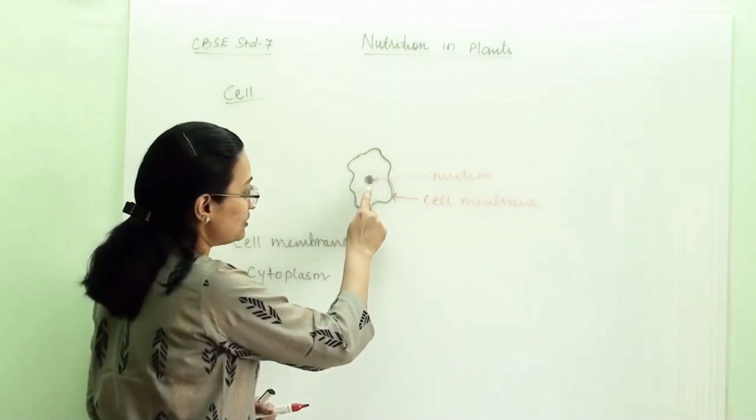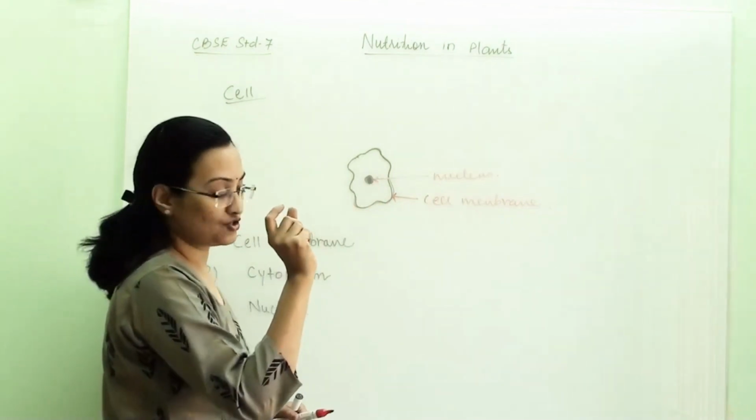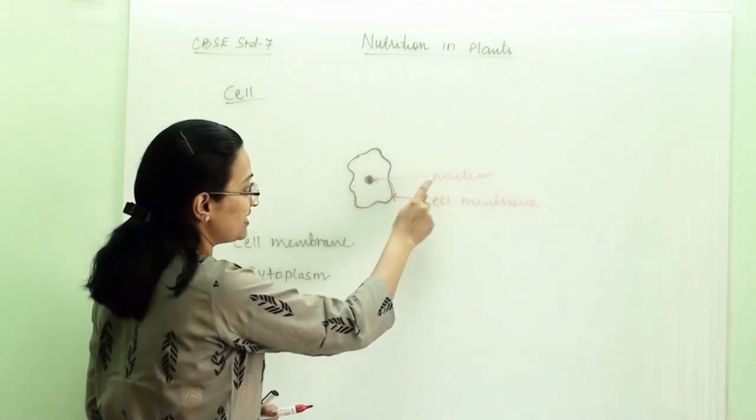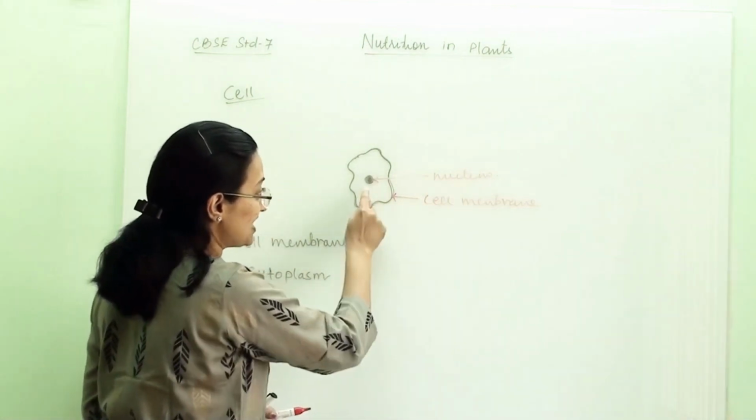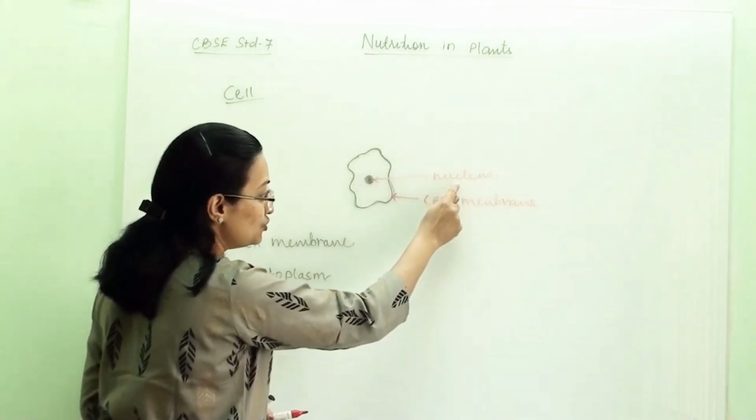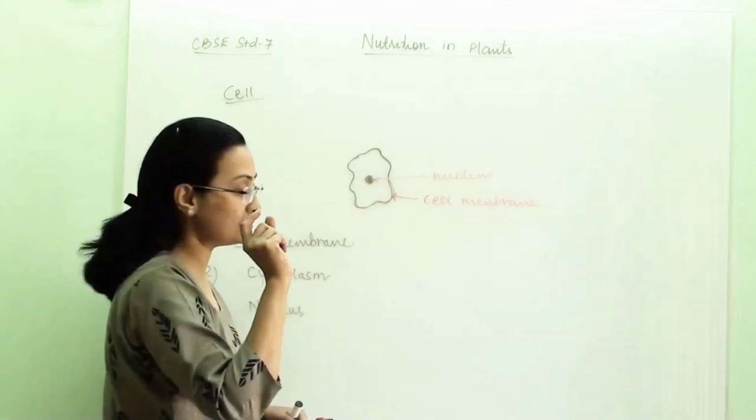Now it is a centrally located, spherical structure. It is in the shape of a sphere and it is termed as nucleus. The center of the cell is termed as nucleus and it has a spherical structure.